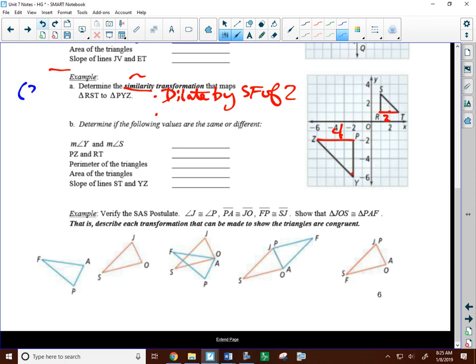You could have also said (2x, 2y). That's the same as dilate by 2. Now, I need to get what the new shape looks like. So I'm going to take each of these points and dilate around the origin by 2. So that one's (1, 1). If I multiply by 2, it's going to be (2, 2). That one right there is (3, 1). If I multiply by 2, it would be (6, 2). Yes, it goes off the grid. S is (1, 3). Multiply by 2 would be (2, 6).